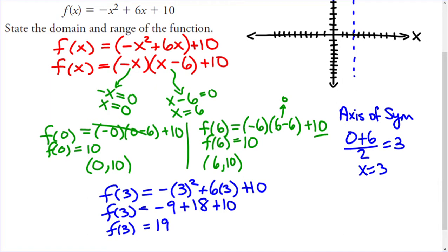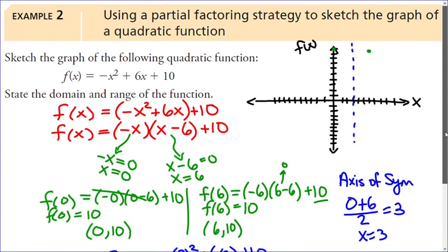So my axis of symmetry shows that my vertex is actually quite a bit higher, and since we're just doing a sketch, I'm just going to plot out where that value is. If this graph kept going up, I'd have it way up here at 19, with my vertex being 3, 19. And that shows me that this then opens down and comes down in both directions.